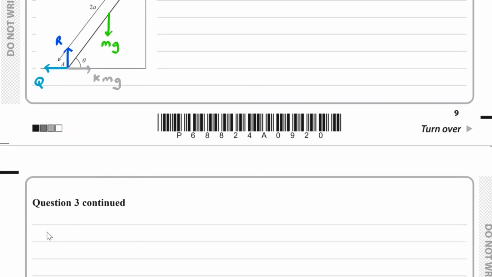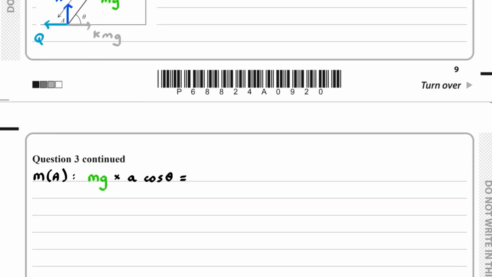Well, let's take moments about A. Same reason as before. The most forces are at A. Taking moments about A will eliminate those. So, we have mg multiplied by a cos theta, and this is equal to P multiplied by 2a sin theta.